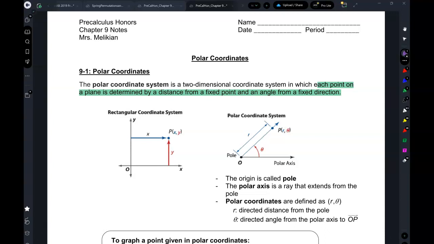So for example, to get to this point, I would say, okay, start here, go over, let's say 5 meters, and then rotate by 30 degrees, and you'll get to that point. So go over 5 meters, rotate 30 degrees, and you'll get to that point. So again, it's an address on how to get somewhere.